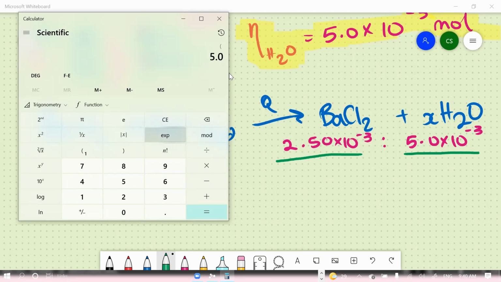I think it's the EXP thing. The 10, no, over there. No, I thought it was this, but it raised the 10 to 5. Let me test if this is it.